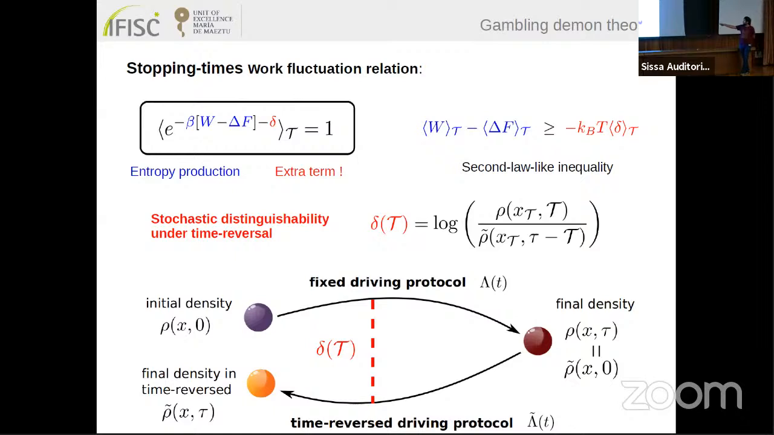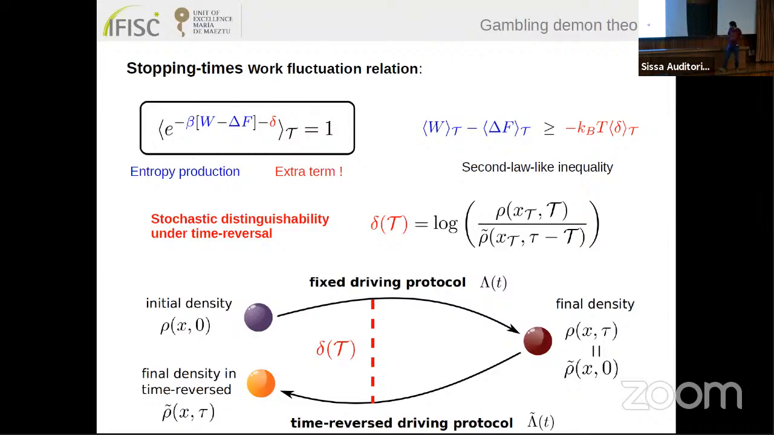Using this stopping time fluctuation theorem, we can also derive a second law-like inequality, which provides a bound on the entropy production at the stopping times, and which remarkably can be negative on the right-hand side, since delta is positive, so that you get something which reminds a lot of the non-equilibrium inequalities with information in the case of feedback control. However, in this case, this delta term has nothing to do with the mutual information.